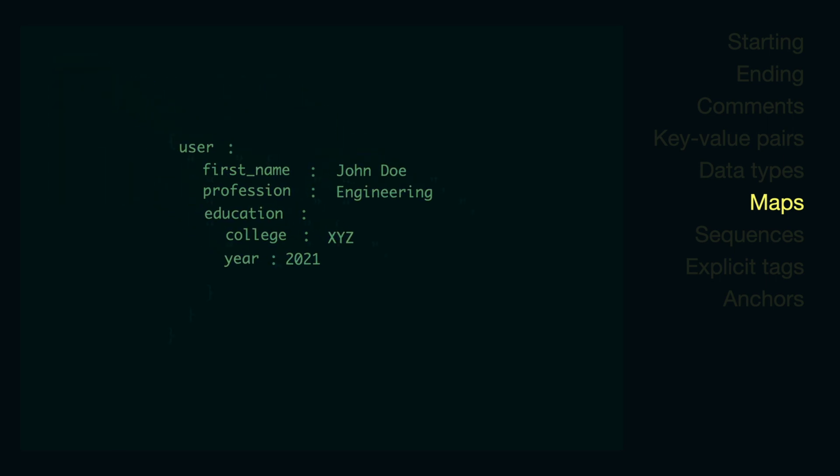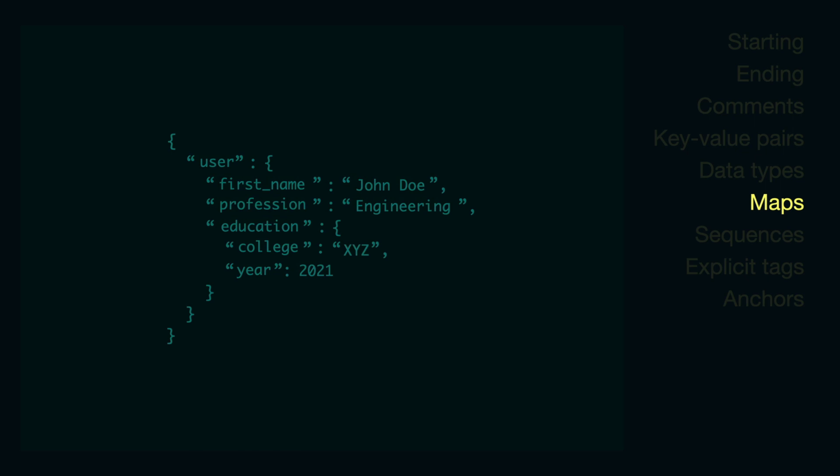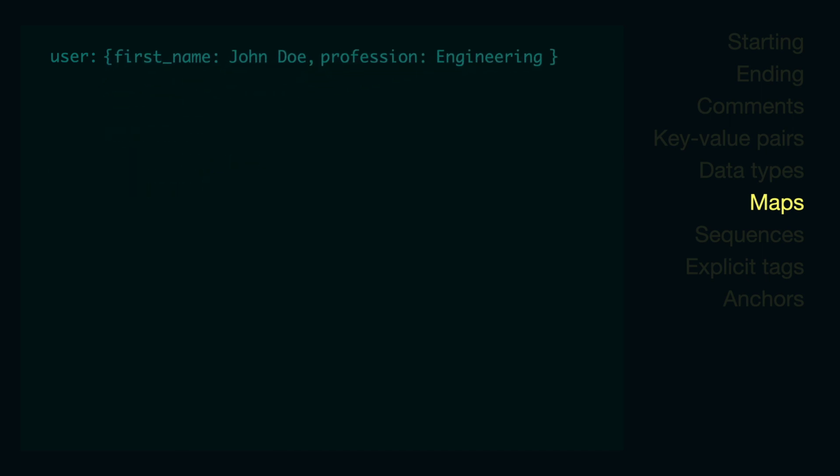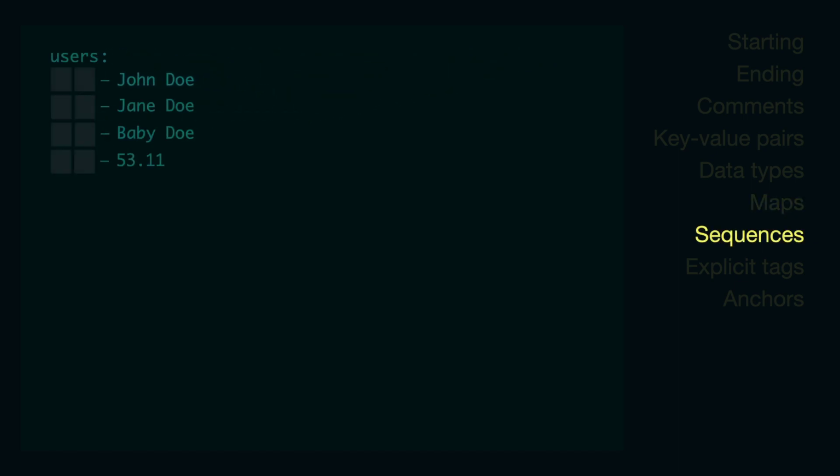YAML is going to parse it as this JSON object. So we have the user key with the first name and the profession, and then we have the education key with college and year. The indentation is again recommended to be two spaces, but you can have any space count. You can also represent the same object with object notation as well. So we can have a curly bracket, first name, value, profession, value, and close the bracket. And you can also represent the same object as this as well. Next we have the sequence type, which is similar to an array or list.